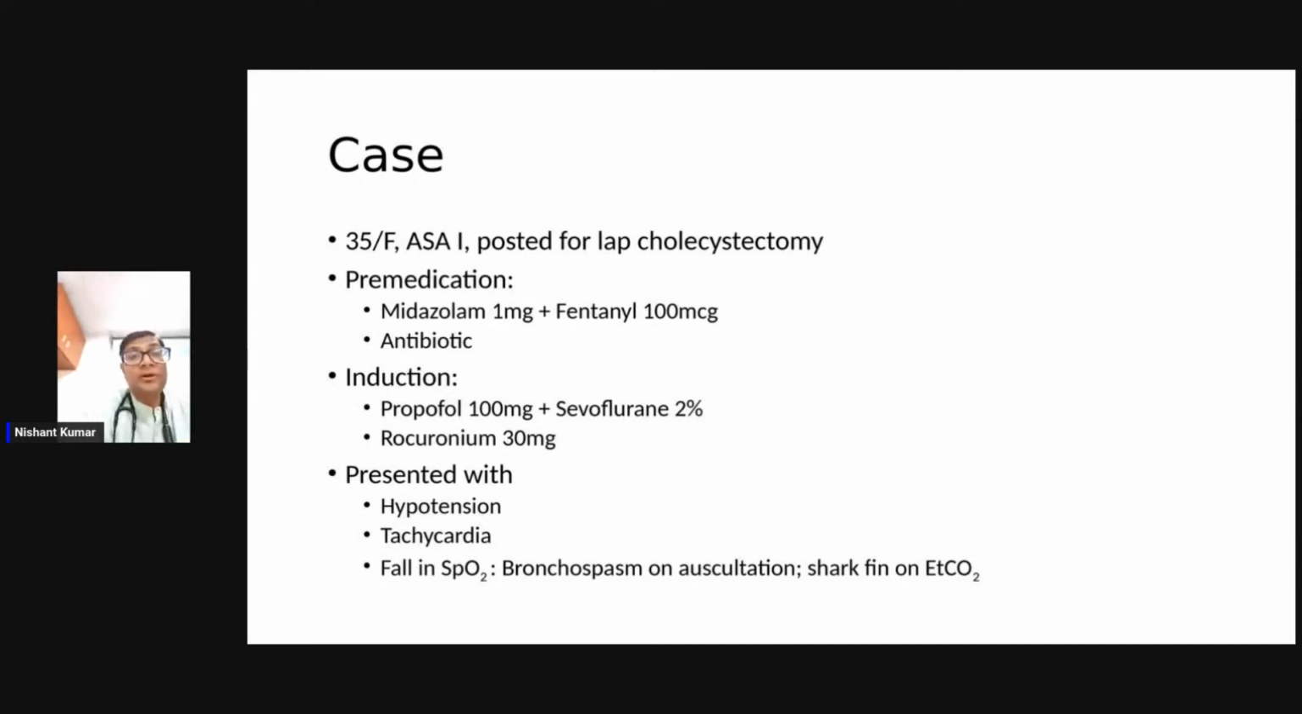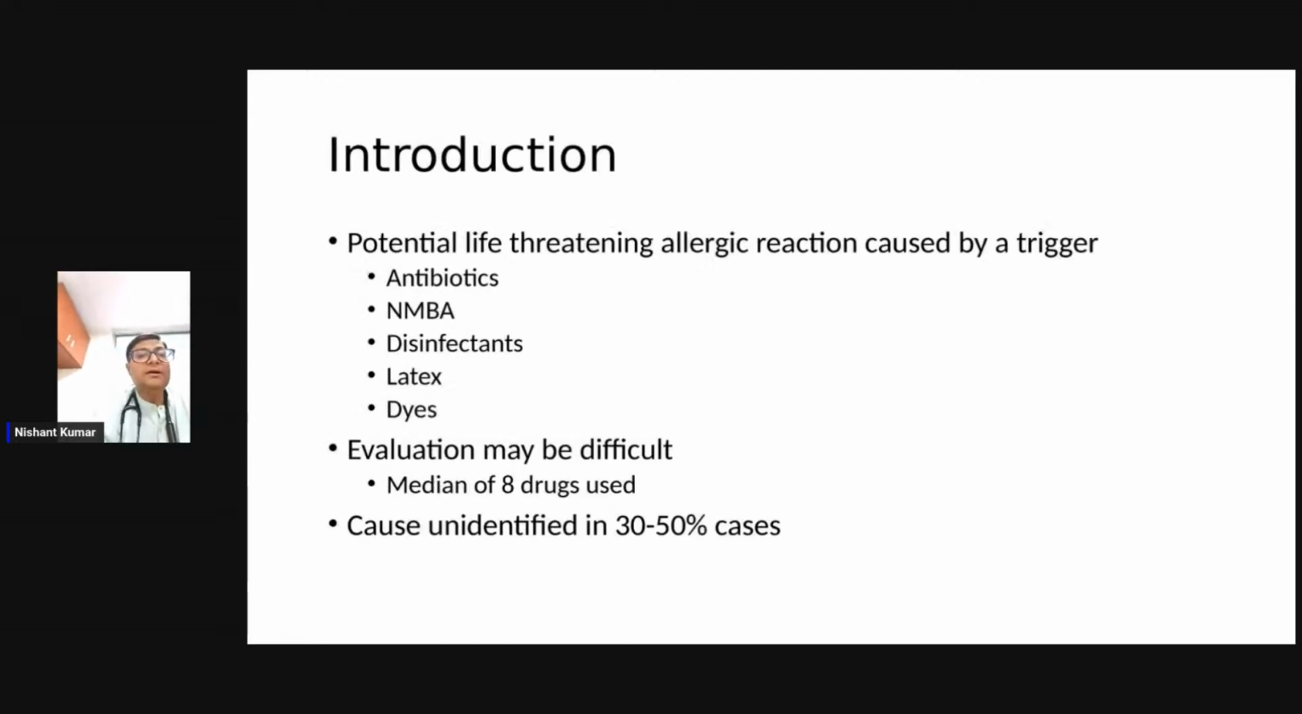So there could be a lot of differentials. The airway is not being managed properly. There's some reaction to some particular drug. Rigidity of the chest wall because of fentanyl can present like that, with inability to ventilate, difficult mask ventilation. So lots of things could have occurred in this scenario. Next, please. But remember, you have to think of anaphylaxis in this scenario.